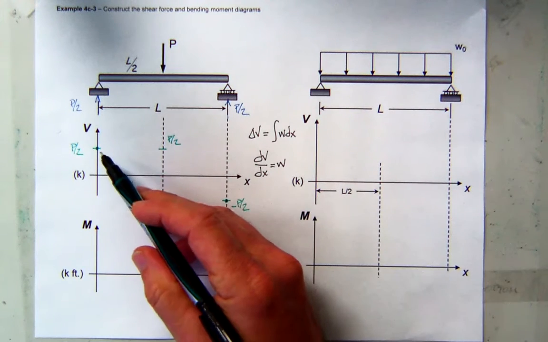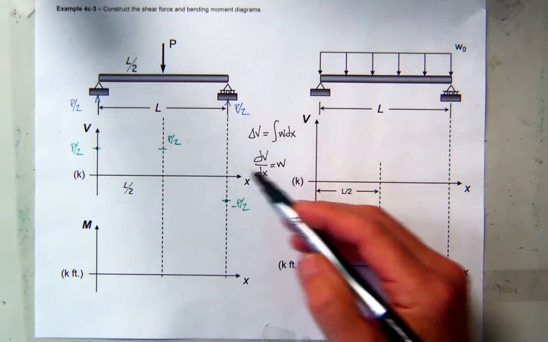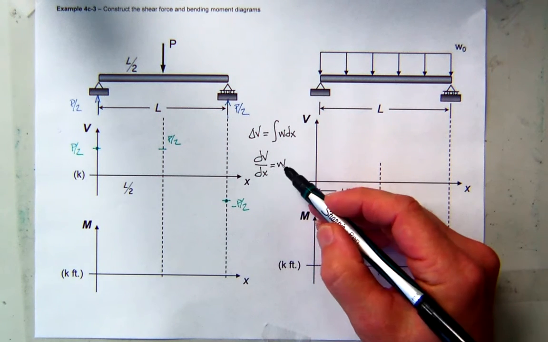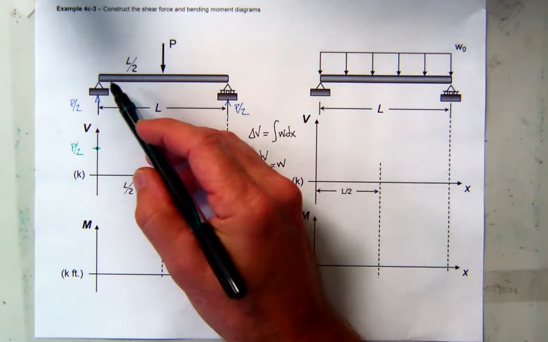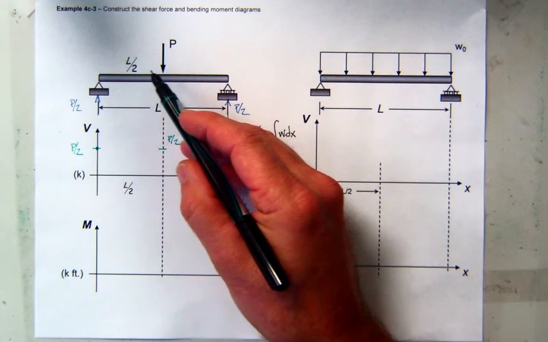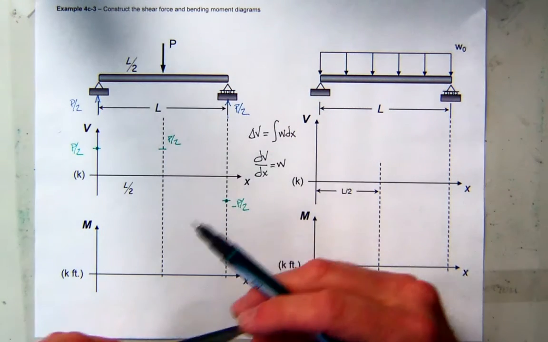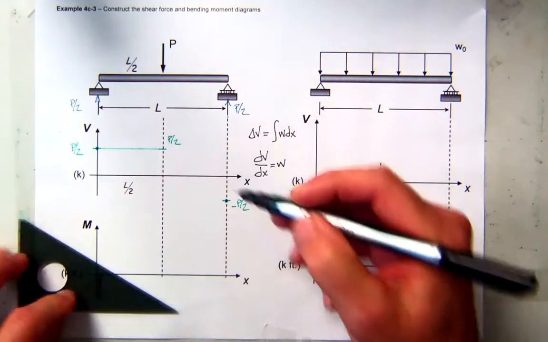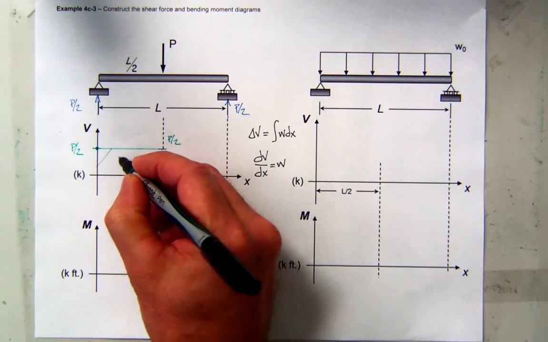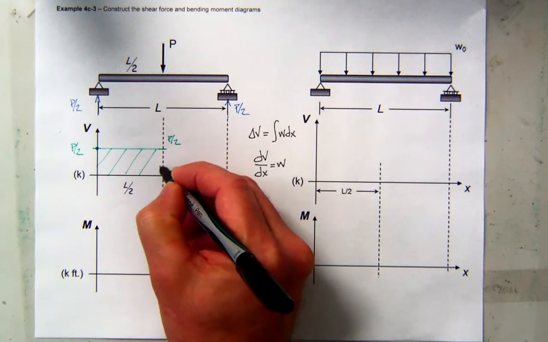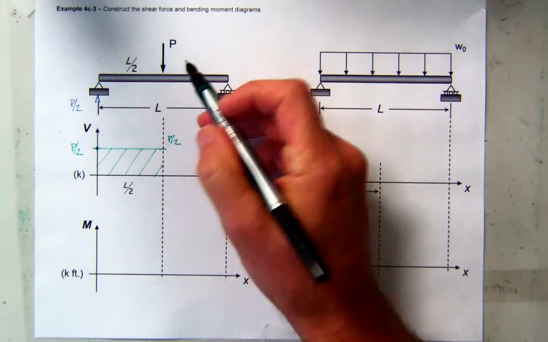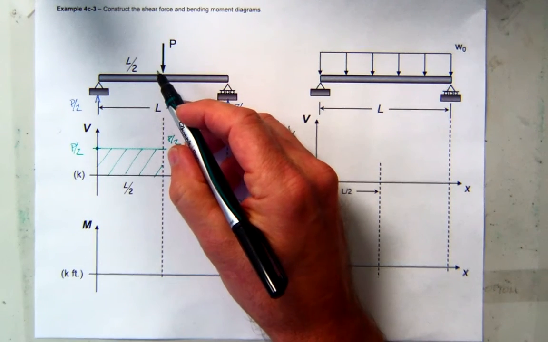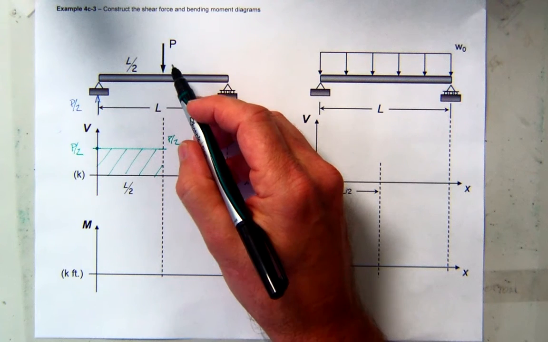And the shape of the curve that connects these 2 points? Well, it's given by this relationship. It says it's just the value of the load. And what's the value of the load everywhere from 0 to L over 2? 0. 0 slope, horizontal line. So again, we can see that the shear is constant over the first half of the structure and is P over 2.